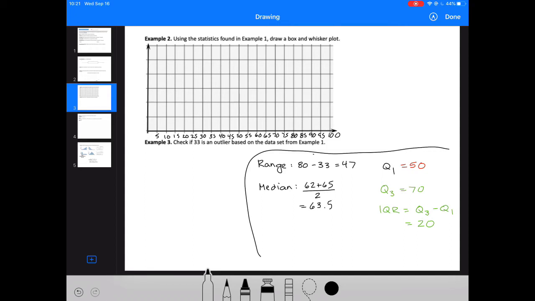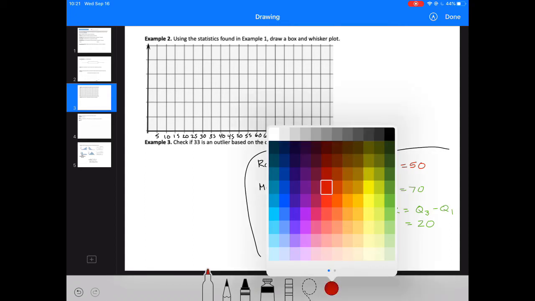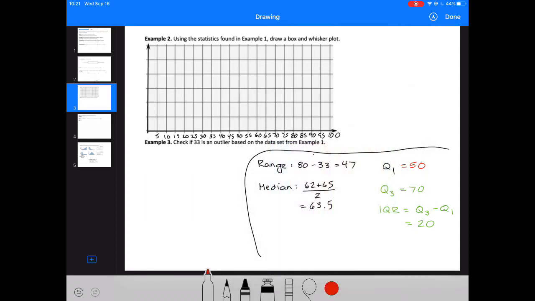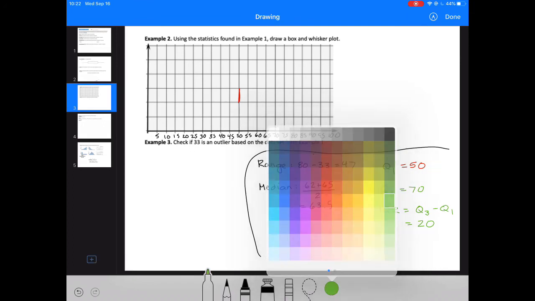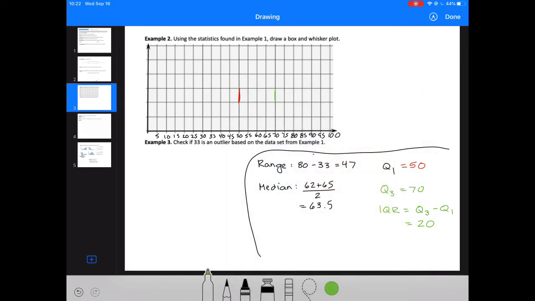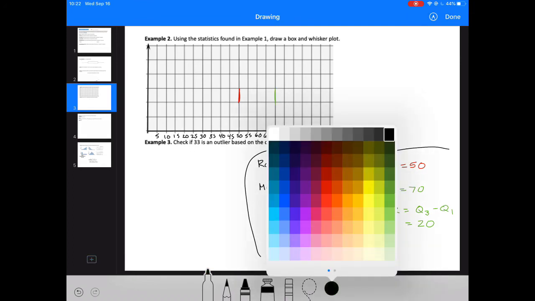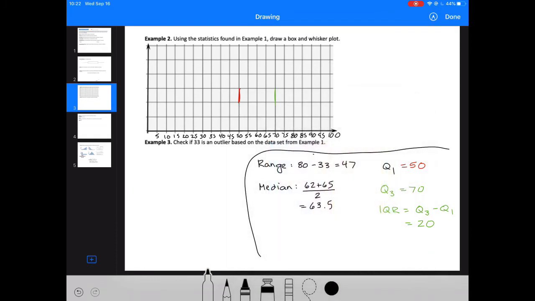So I'm going to start with my Q1 value, which is 50, and I'm going to draw a line right there. I'm going to put it right about here. And then I'm going to do my Q3 value, which is 70. That gives me the outside of my box. So I'll fill that in there.